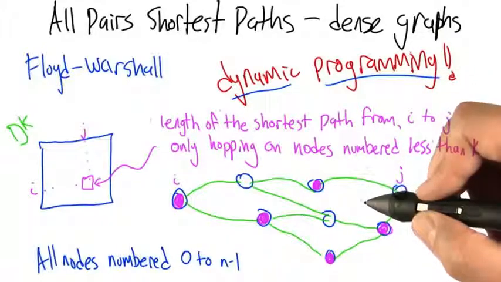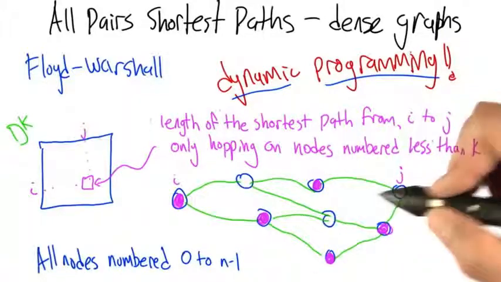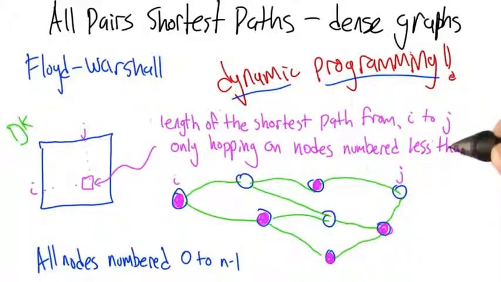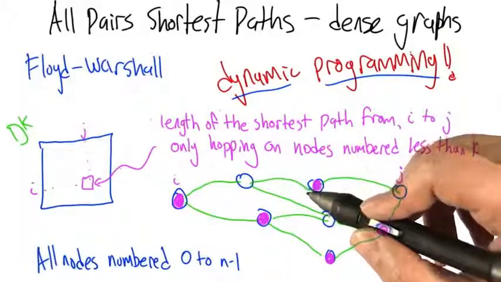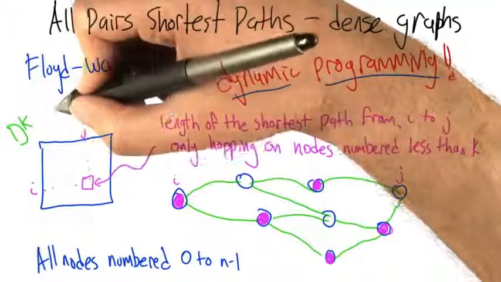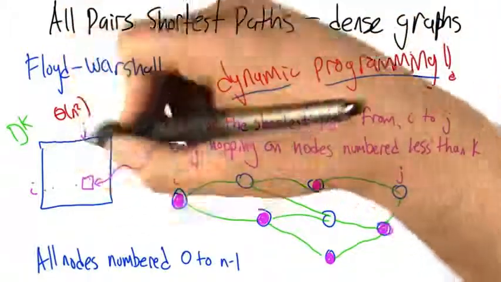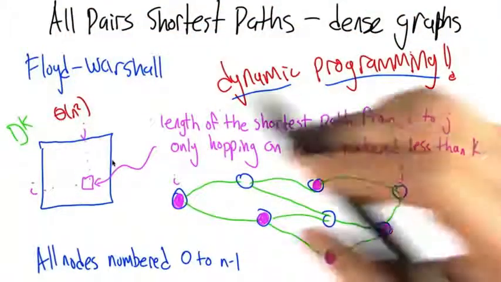But there are some pink nodes that we don't use, and there may be multiple different pink paths, but we want to know the distance of the shortest path using only the pink nodes, only the ones that are numbered less than k. So let's imagine someone very helpfully has done this for us and filled in the matrix with all those values. There's big theta of n squared values that have to get filled in. But someone's done that for us.